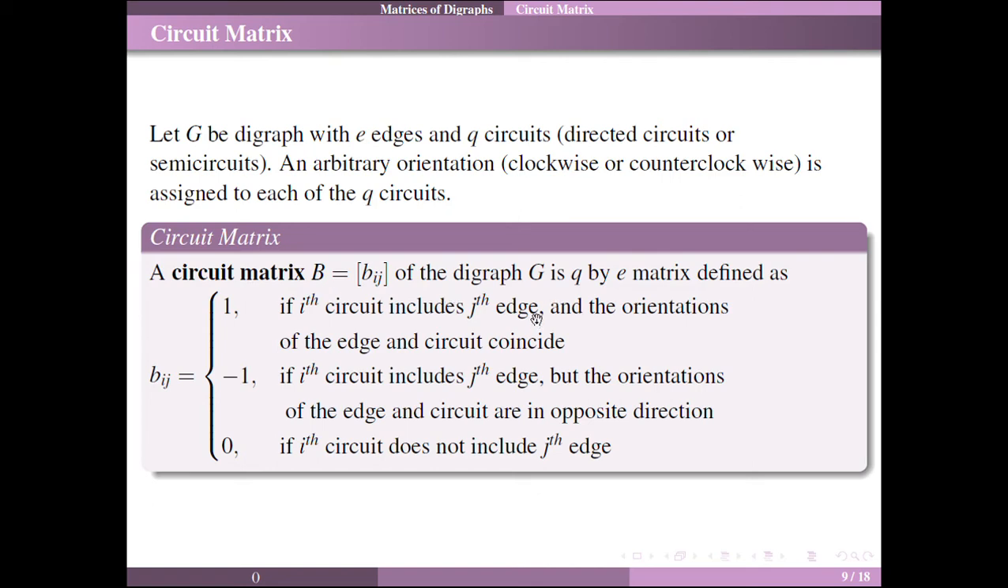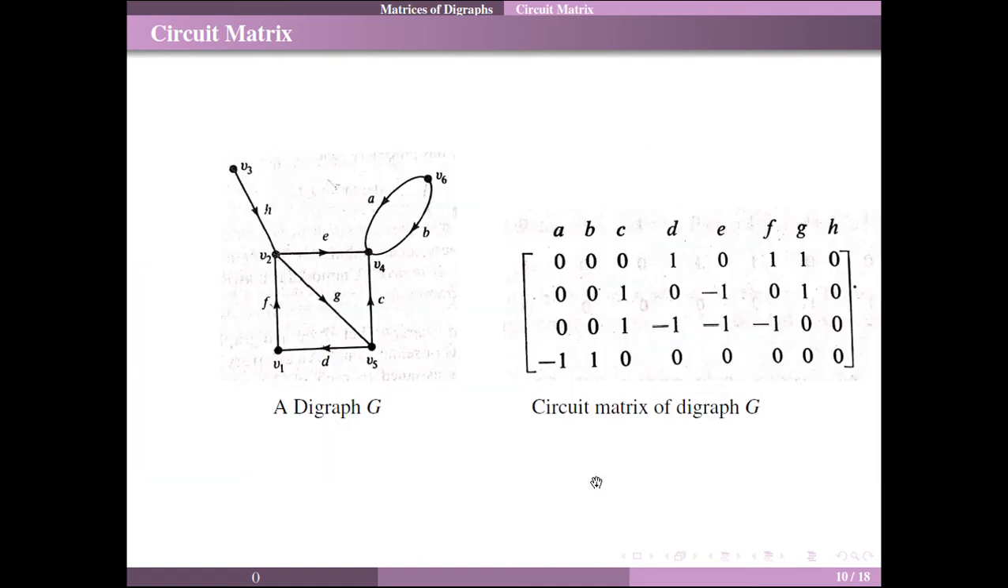It is a Q by E matrix where each element Bij is assigned value 1, minus 1 or 0. Bij will be assigned value 1 if ith circuit includes jth edge and orientation of this edge and the circuit coincide. Bij is assigned minus 1 if ith circuit includes jth edge but the orientation of the edge and the circuit are in opposite direction. Bij is assigned 0 if ith circuit does not include jth edge. Let us see an example here.